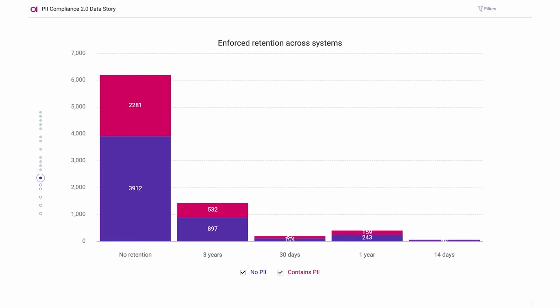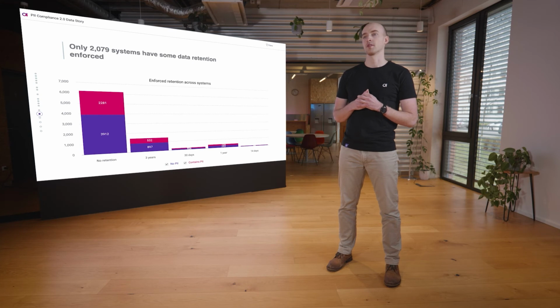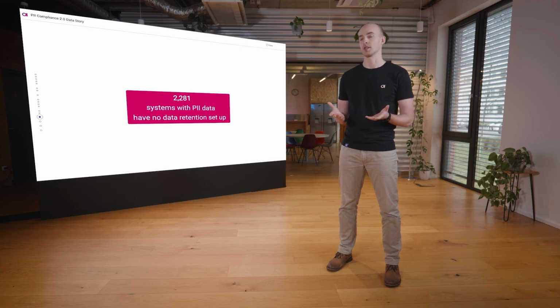Another important aspect we want to highlight is data retention. You can see that the majority of the systems do not have any data retention enforced. Only about 2,000 systems have some data retention, but all the other systems are not taking into account the user consent and legal base for keeping the data. This is a huge problem specifically for the systems containing PII data, as the company is exposing itself to huge legislation but also reputation risk.